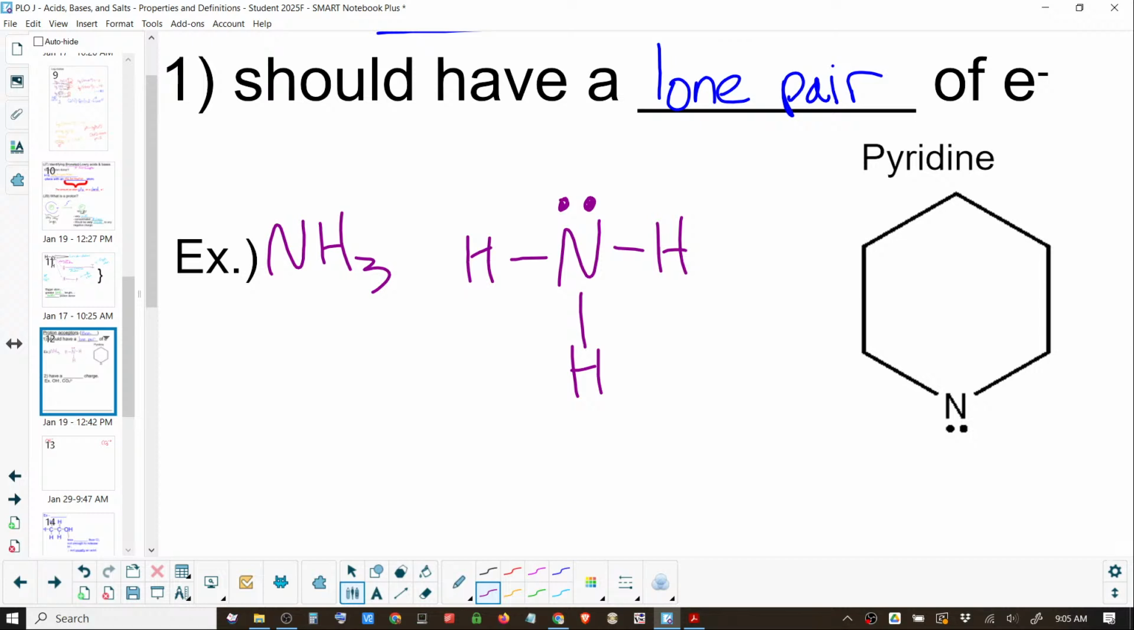Why does nitrogen have more pairs? How many valence electrons does nitrogen have? Not 4. 5. Do it properly: N, 1, 2, 3, 4, 5. Oxygen, how many electrons? 8. Valence, 6. 1, 2, 3, 4, 5, 6.